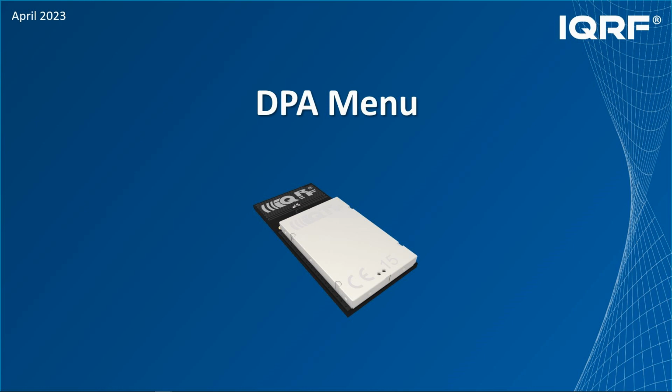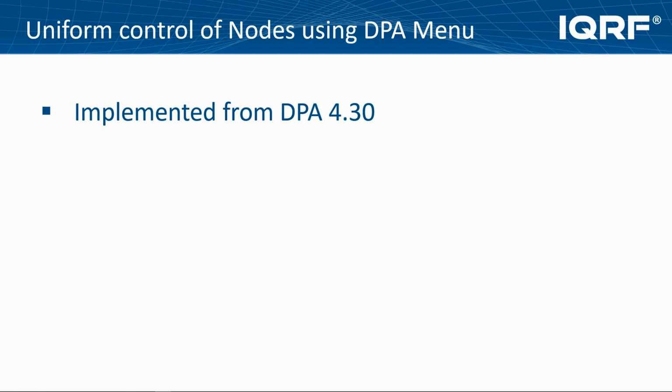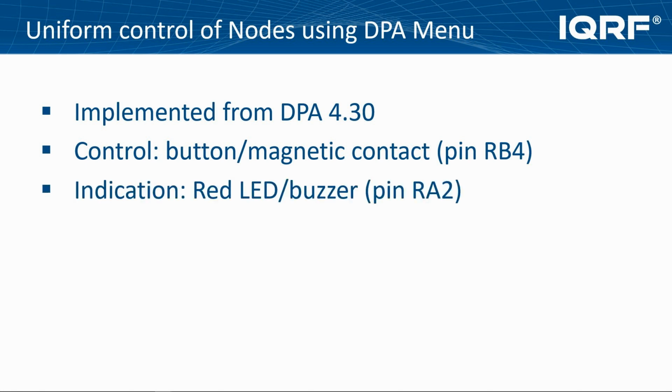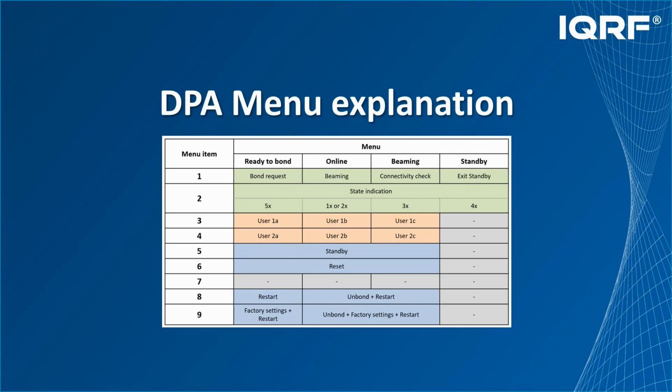Uniform control of nodes using the DPA menu. In the new version of DPA 4.30, the so-called DPA menu is implemented. It enables uniform control of the device. The control is carried out using one button or magnetic contact. An indication is realized by one LED or by beeping.